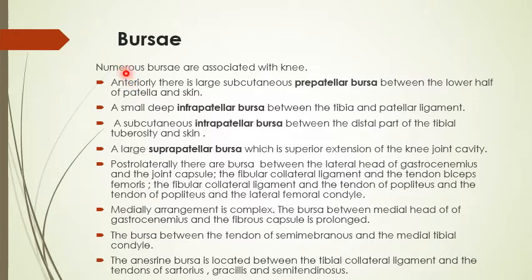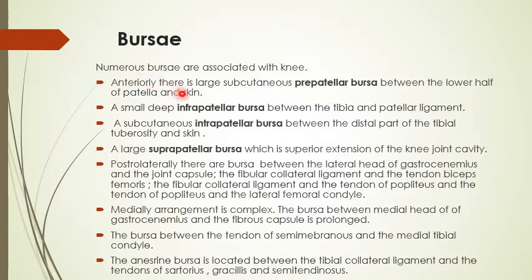Bursae are actually small bags filled with synovial membrane, having fluid. They are responsible for avoiding the friction rub between two muscle tendons or between the tendon and capsule, so that the surrounding tendons do not undergo friction with the capsule of the joint. To avoid the friction rub, they are provided at various places where the bony points are there or the tendons are close to each other. So their friction rub is avoided by these bursae.